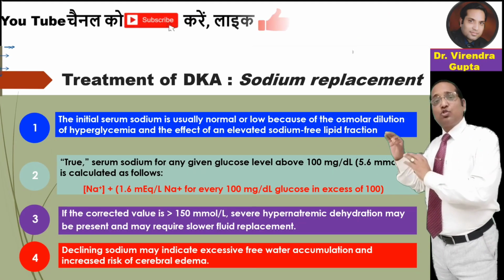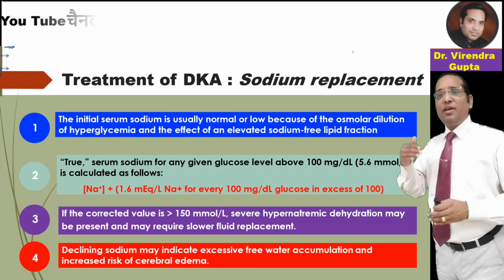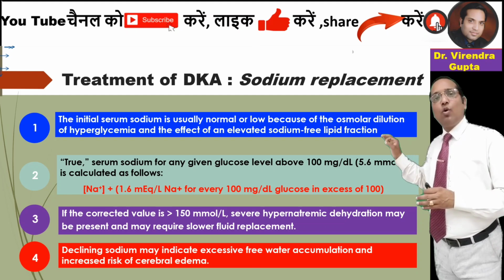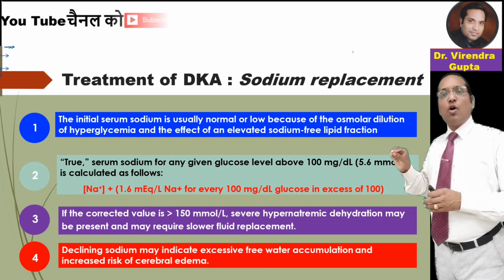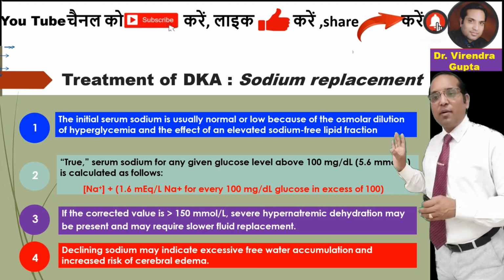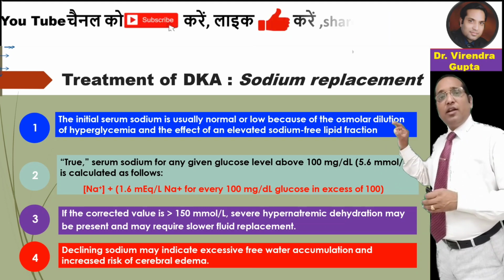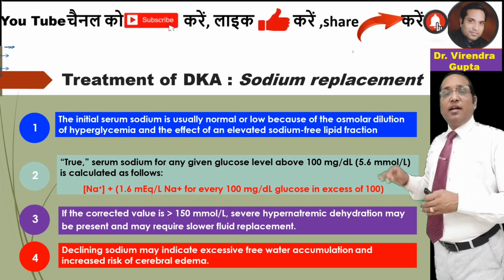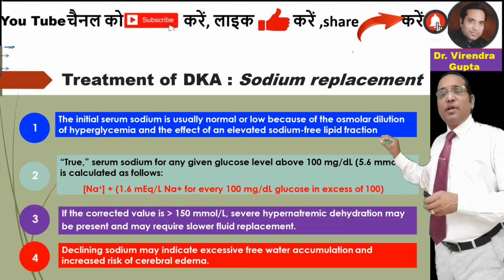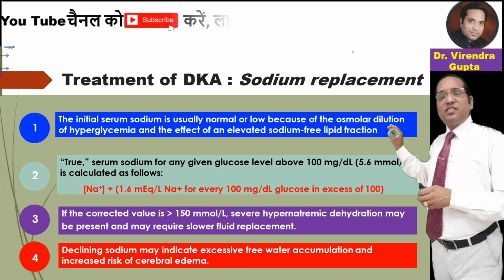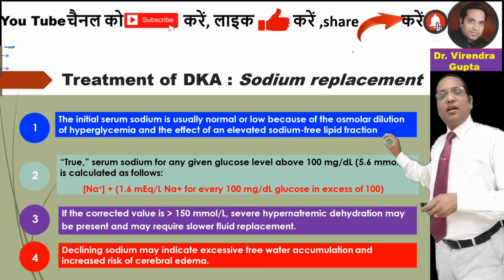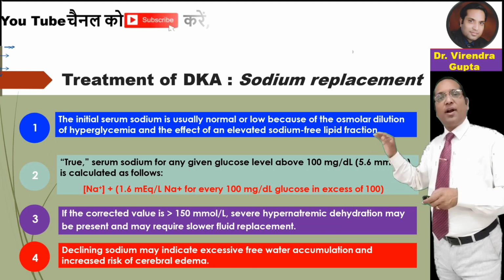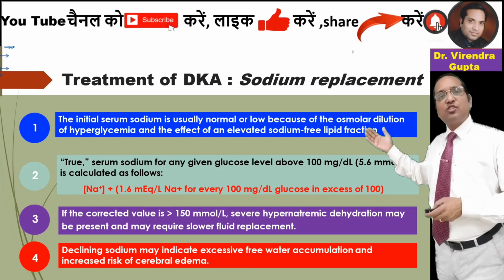And guys, sodium is very important. Hyponatremia, or the initial sodium level, is usually normal or low because of the osmolar dilution from the hyperglycemia. And guys, the true sodium level is very important, so we add 1.6 milliequivalent per liter of sodium for every 100 milligram per deciliter of glucose in excess of 100.